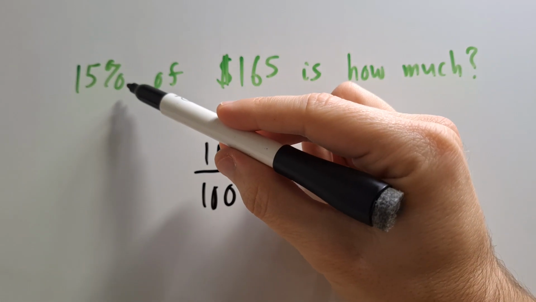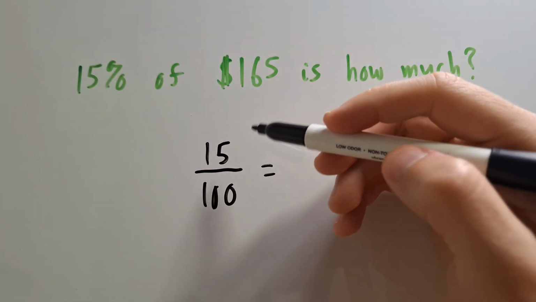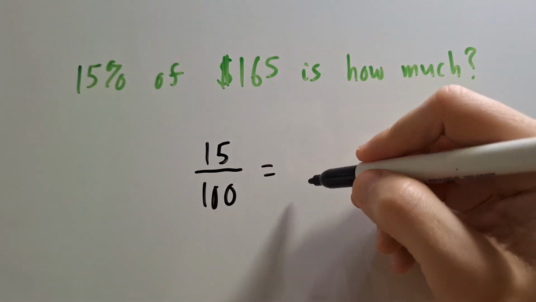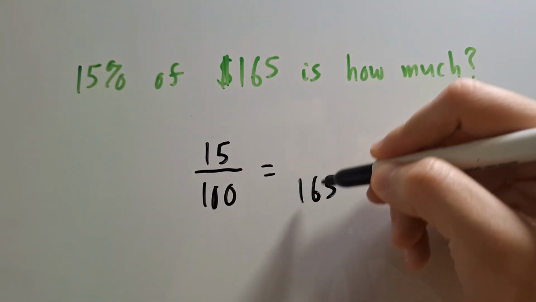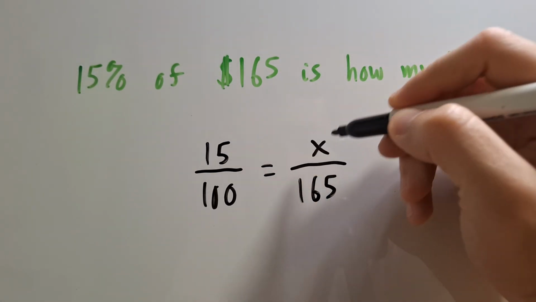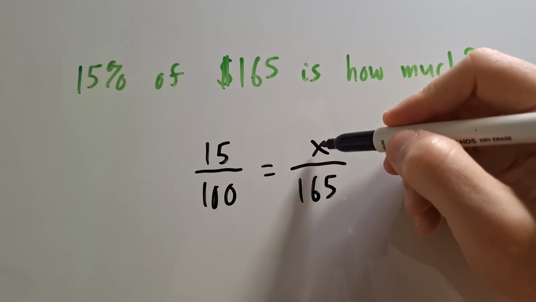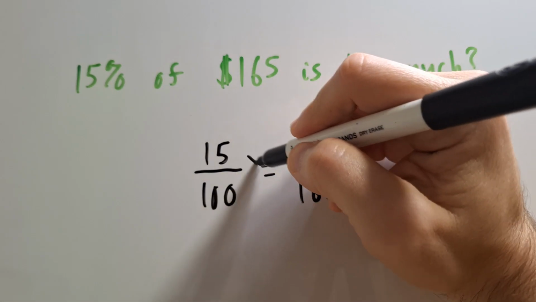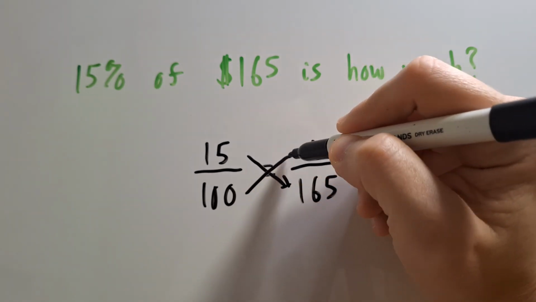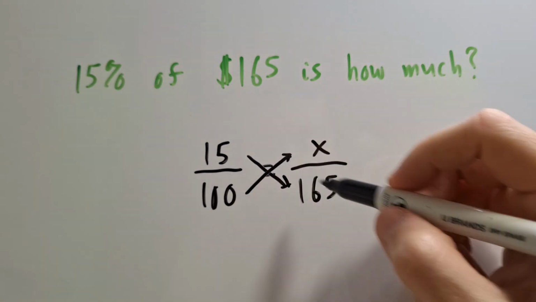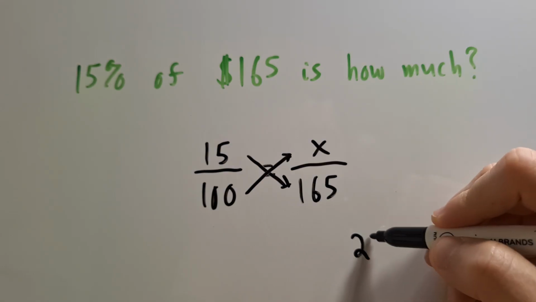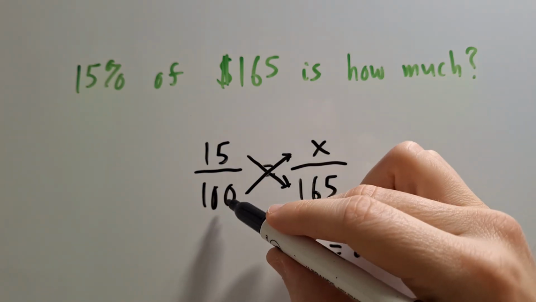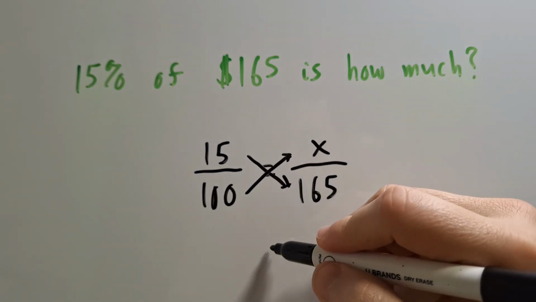So right off the bat we know our percent, we can put that over 100. What we need to figure out is the part because we know the base amount or the whole amount, which is 165. The number we will get up top here will be 15% of 165. So if we cross multiply, we'll get 15 times 165, which is 2,475. This will be equal to 100 times x.